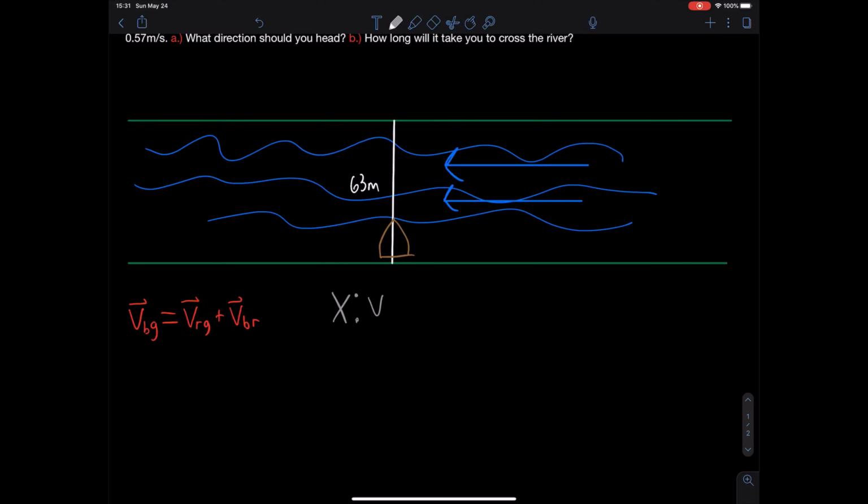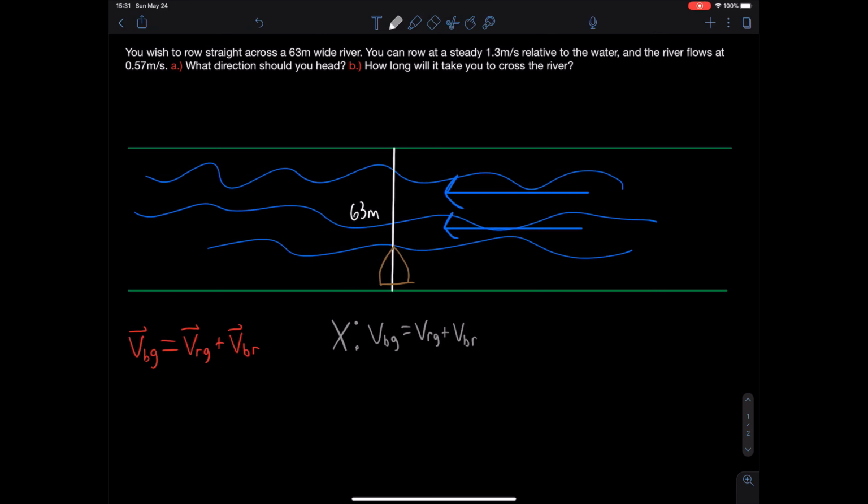So it's going to be the velocity of the boat relative to the ground in the x direction is the velocity of the river relative to the ground in the x direction plus the velocity of the boat relative to the river in the x direction. Now, we don't want to move at all. We don't want to move horizontally relative to the ground because it says we want to row straight across the river. We don't want to move horizontally at all. So our horizontal velocity of our boat with respect to the ground should be 0.